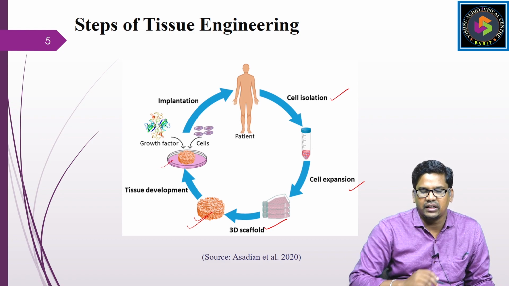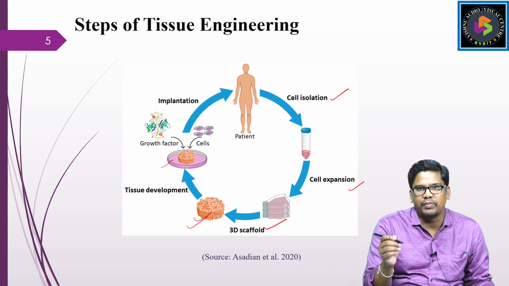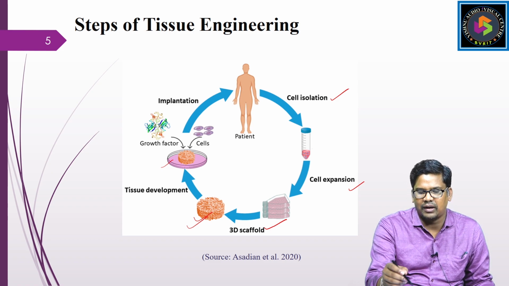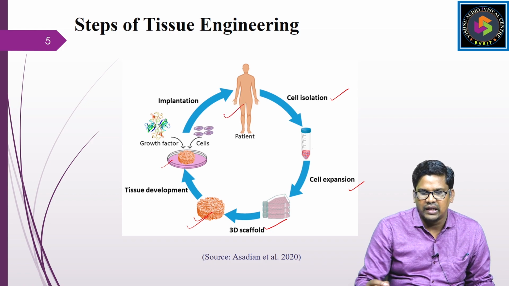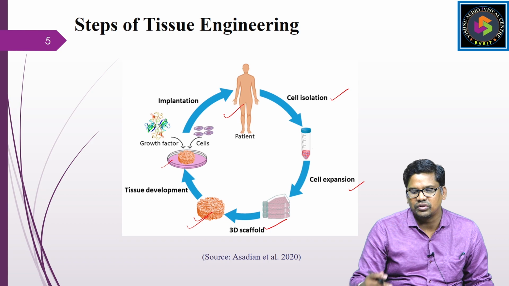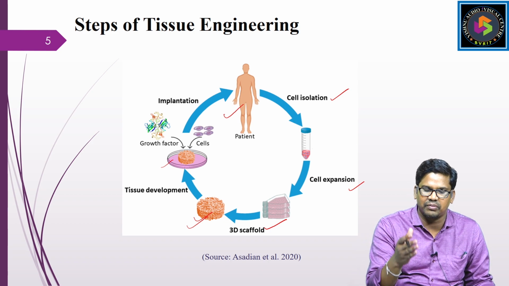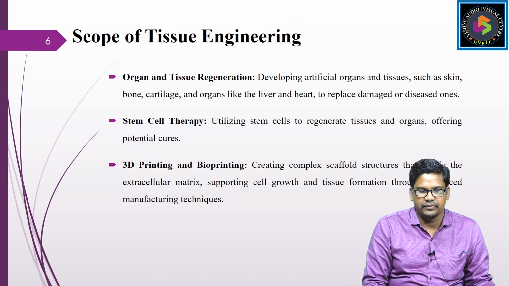And then we do the tissue development by adding some cells and some growth factors and maybe some media and other chemicals. After making this tissue we implant it into the patients. So these are the overall steps of tissue engineering: cell isolation, expansion, 3D scaffold development, then tissue development, and then the implantation to the patients.